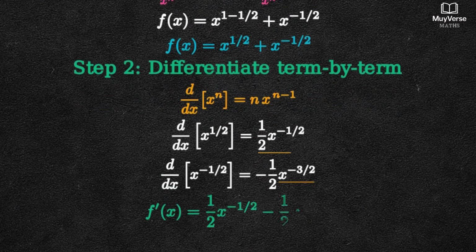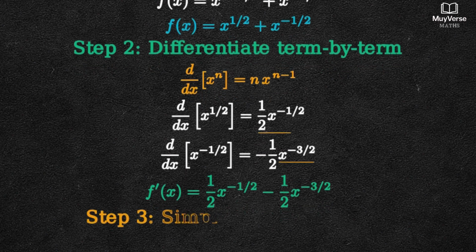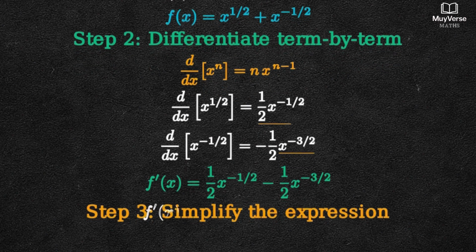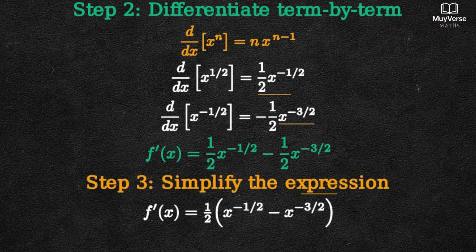Combine them to get f prime of x equals 1/2 x to the negative 1/2 minus 1/2 x to the negative 3/2. Step 3. Simplify to positive exponents and then to radicals. First, factor out 1/2. Then rewrite with positive exponents by moving powers to the denominator.